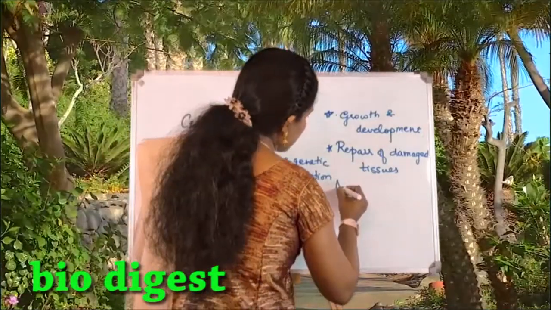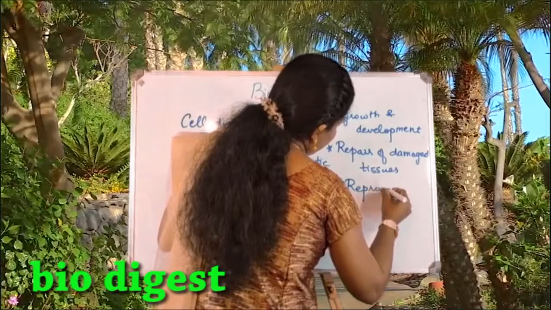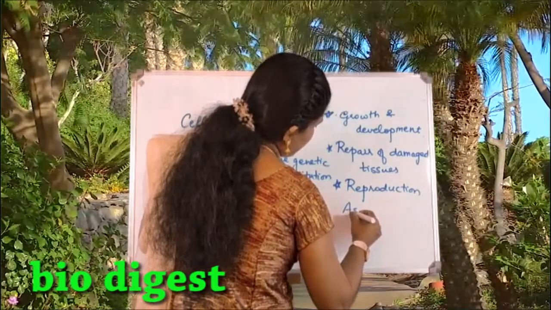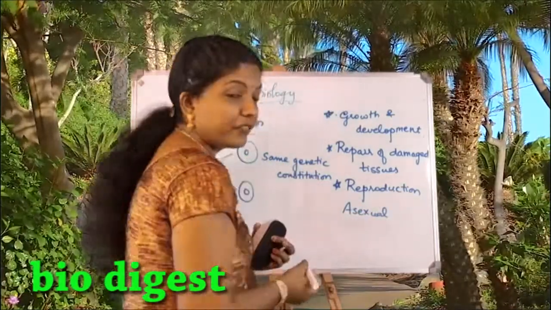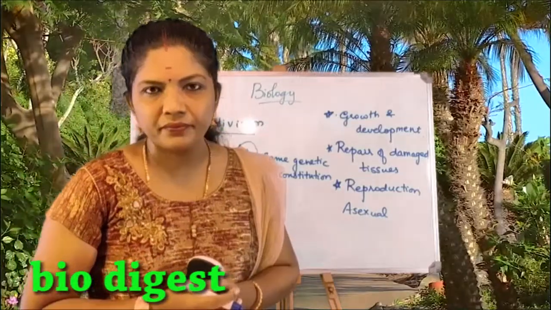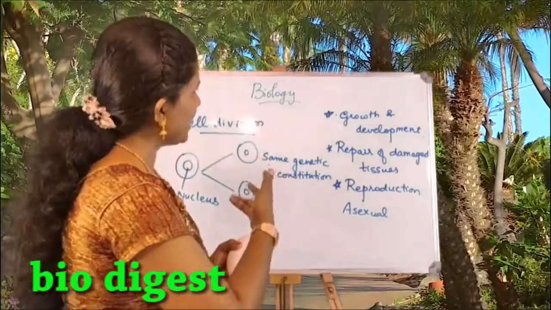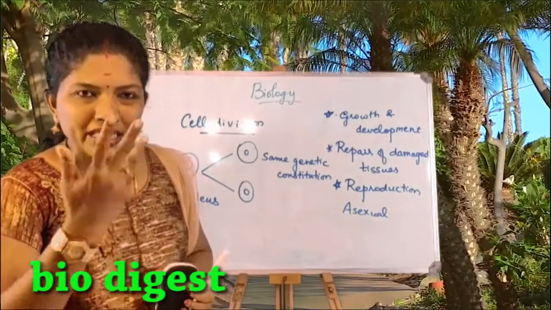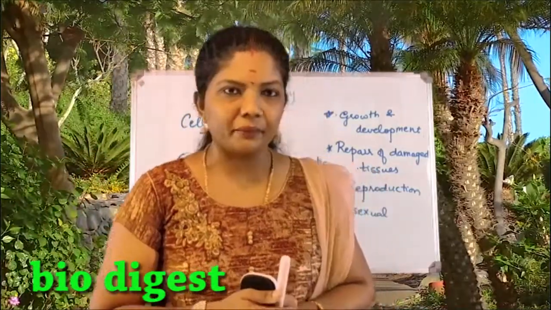Then another is, it is helping in the reproduction process. You might have heard about asexual reproduction. Asexual reproduction means without the involvement of sex organs. So in this asexual reproduction, cell division is playing a very important role. So all these are the reasons why a cell is dividing.